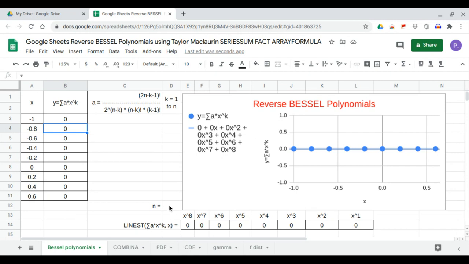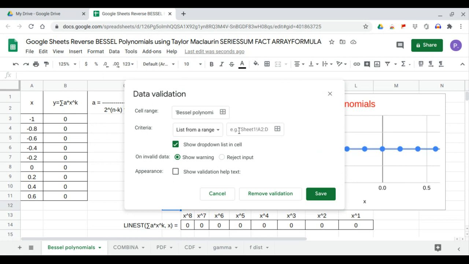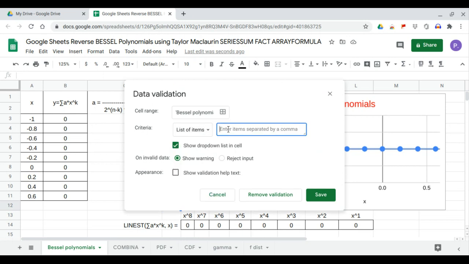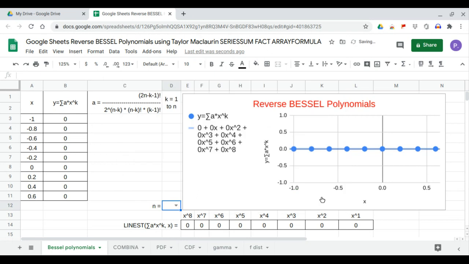Then we continue with the values for n and k. In this case, we'll use the values of n from 1 to 6. So data validation and list of items. And our values for n will be from 1 to 6. And our value for k is from 1 to n. So this is sequence of n, comma, 1 column, starting from 1, interval of 1. So in this case, if n equals 3, our value of k is 1, 2, 3.